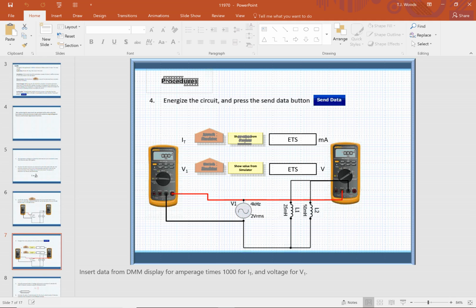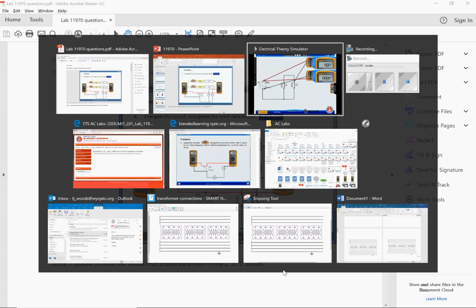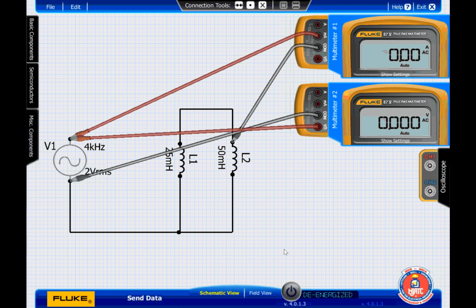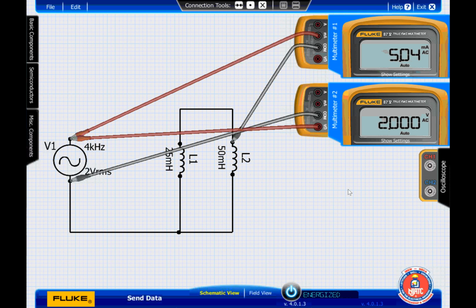Now your first question was, please provide the values that should be shown in the two ETS boxes. What I'm looking for to be displayed there are going to be the two values that are being displayed on the ammeter and the voltmeter.